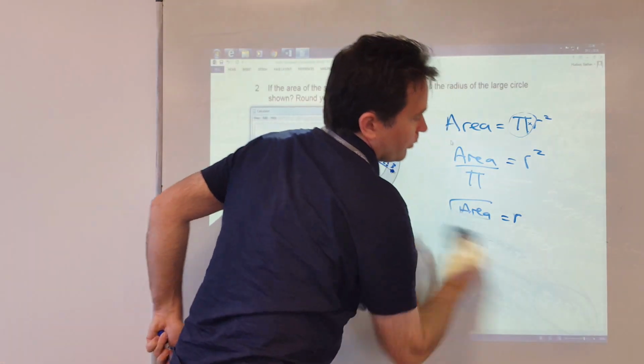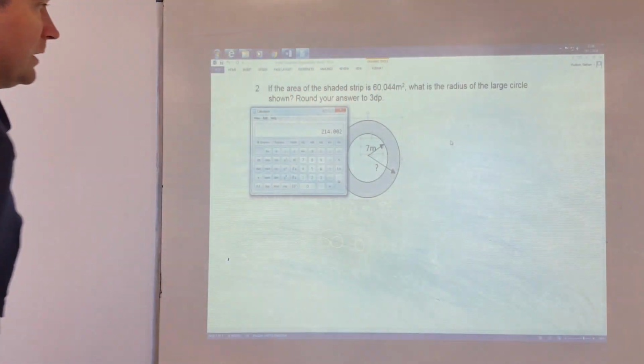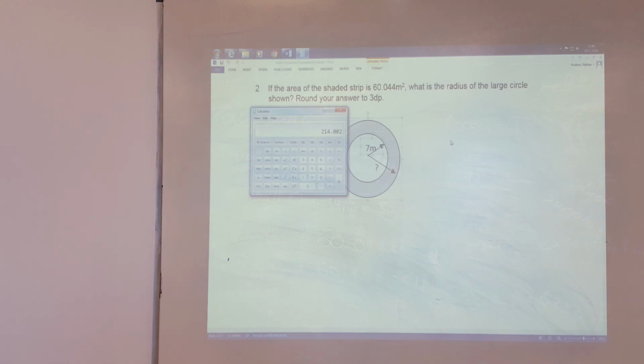Let's have a look at another problem different to that, involving a cylinder rather than a flat piece of area.